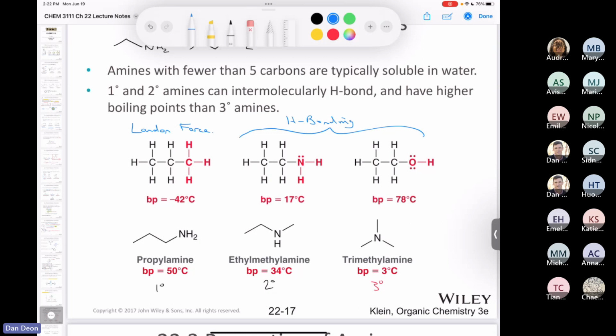But if you look at the primary and secondary, they can participate in hydrogen bonding. And so they have much higher boiling points than the tertiary amine, which has no hydrogen bonding. And so even though it's an isomer of the other two amines, the propylamine and the ethylmethylamine, it has a boiling point that is much lower. And again, it's because of lack of hydrogen bonding.